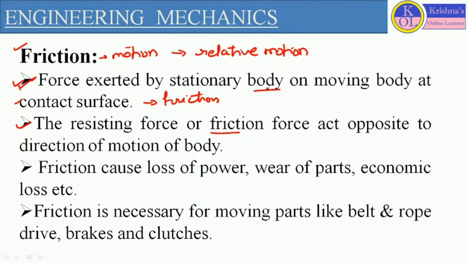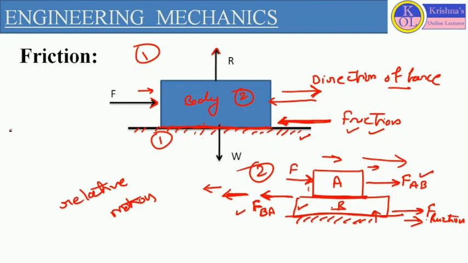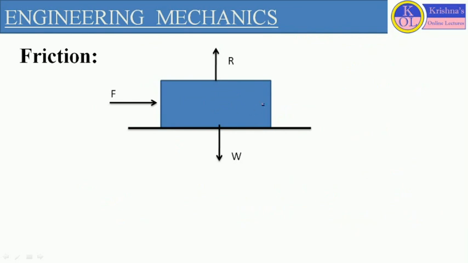So the stationary body will always exert a friction force on the moving body, opposite to the direction of the external force, and it will act tangential to the contact surface. So this is the basic definition. Now if we talk about the motion of a body, motion is generally defined by the friction force only. Here we are considering two bodies. One body is stationary and another body is in motion.